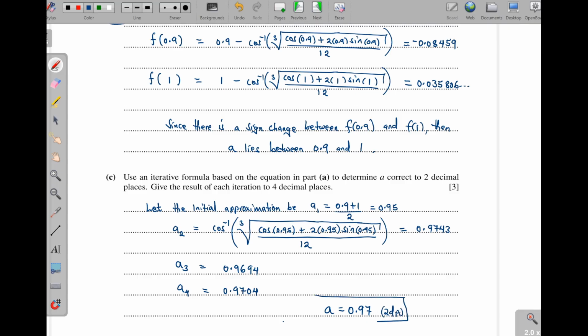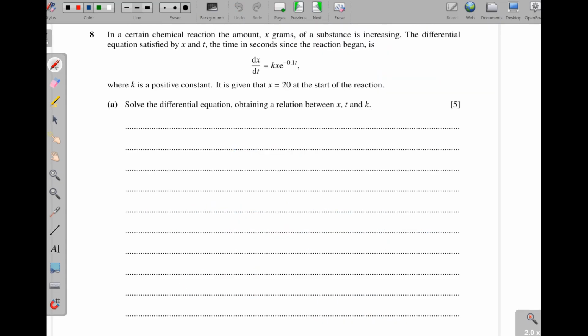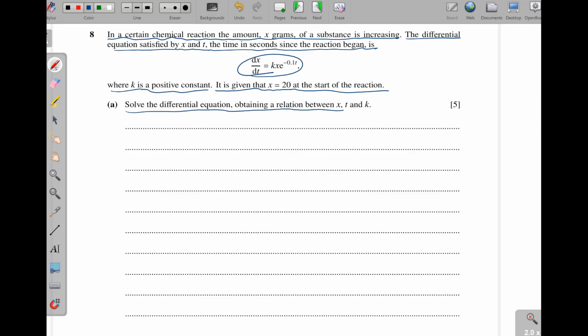And that is that. Question 8 is coming from word problems in differential equations. In a certain chemical reaction, the amount x grams of a substance is increasing. The differential equation satisfied by x and t, the time in seconds since the reaction began, is this one here, where k is a positive constant. It is given that x is equal to 20 at the start of the reaction. Part A, solve the differential equation obtaining a relation between x, t and k.